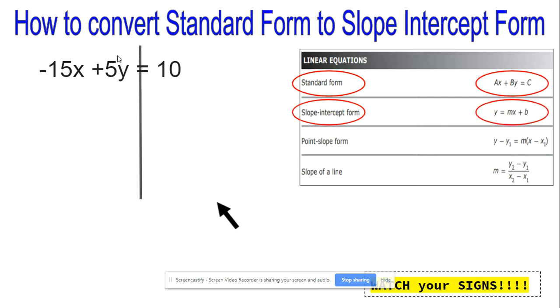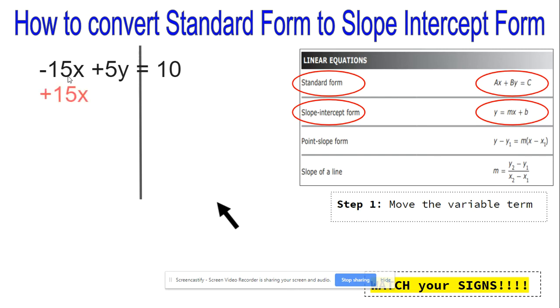So I need to get this y by itself. We've already done this before, but we're just going to kind of retouch on it. Okay, so first step, move the variable term. So if I want y by itself, I'm going to move my negative 15x. I do that by adding 15x. What you do to one side, you do to the other. So that would cancel the negative 15x out. Okay, bring down your 5y.